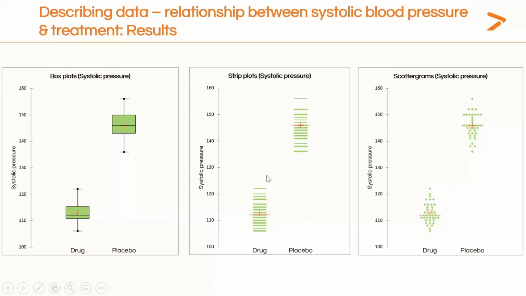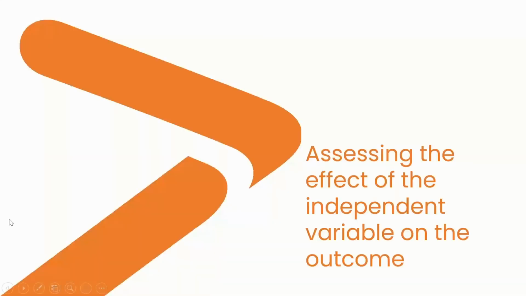So descriptive statistics allowed us to do two things. First, notice that there were some mistakes in the data that had to be cleaned. And second, to notice the first trends in the data and to try to see what to expect out of the statistical test that will help us investigate the relationship between systolic pressure and treatment. So it's a very, very important step. Describing data is very, very important. Now let us move on to the second step, assessing the effect of the independent variable on the outcome.